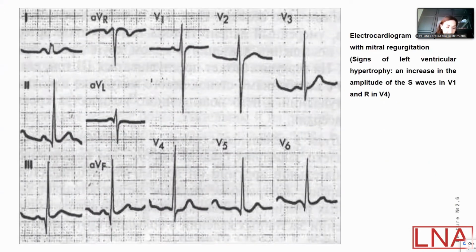About the ECG, in the patient with mitral valve insufficiency, signs of left ventricular hypertrophy with different amplitude, depending on the level of hypertrophy of the left ventricle. And if you look at this ECG, you can identify a big S wave in V1 and V2, and a big R wave in V4, V5 and V6.